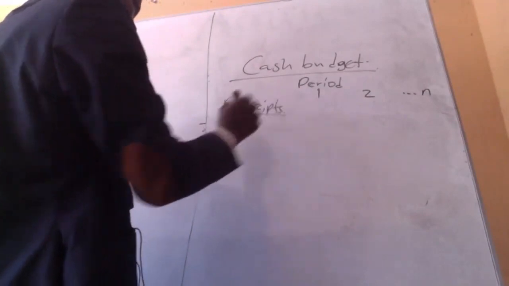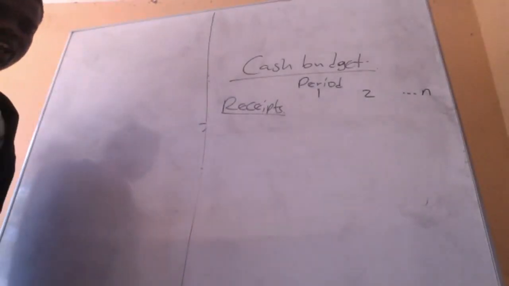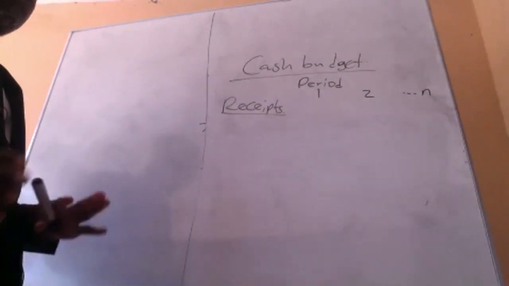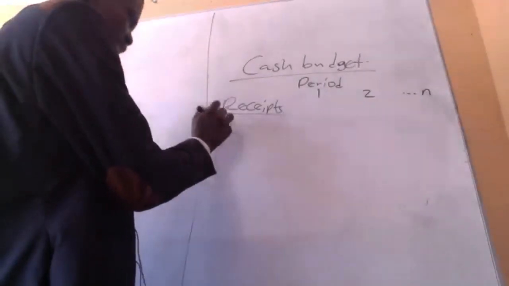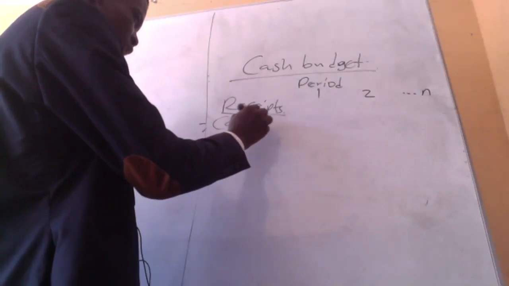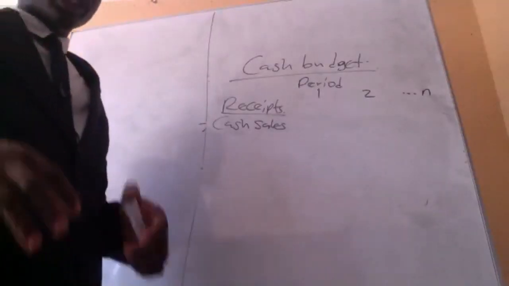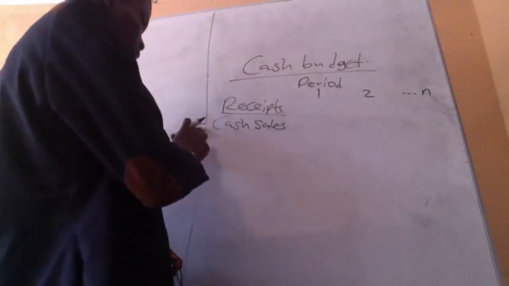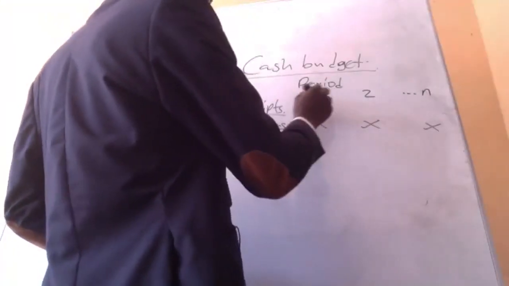All your receipts. With the receipts, I have classified them into 3. Always look for them in the question; if they are not there, you move on. The first receipt you have to consider is the cash sales. Cash sales is the proportion of the sales which is received instantly. Don't forget your currency.